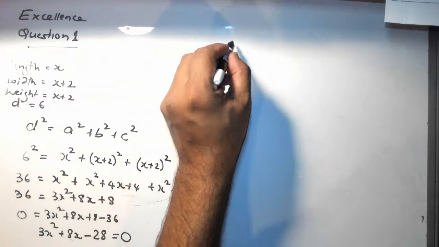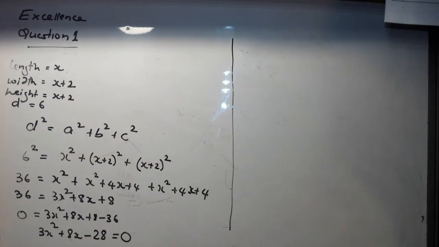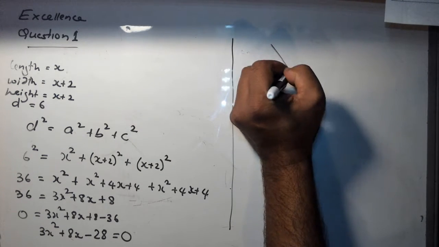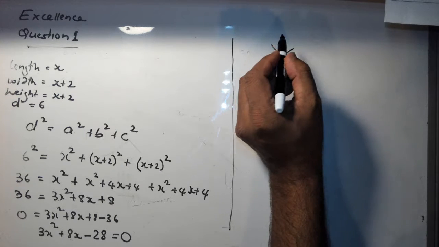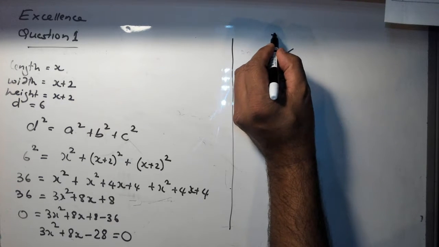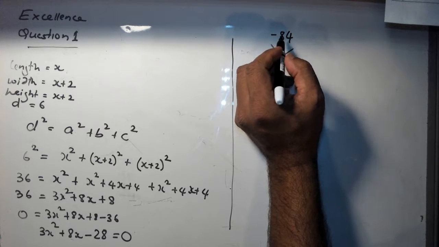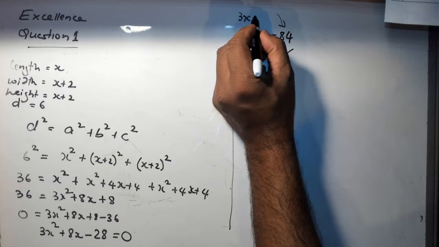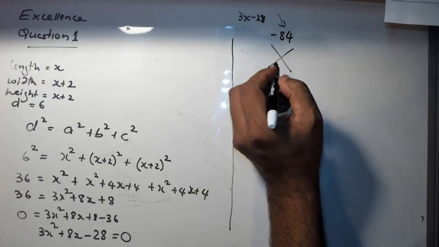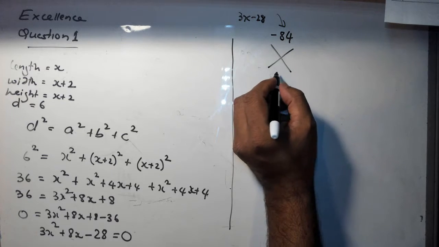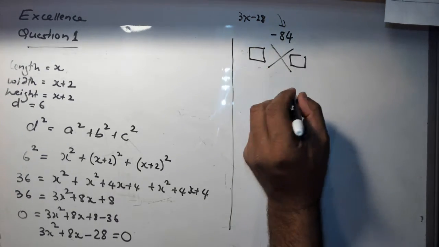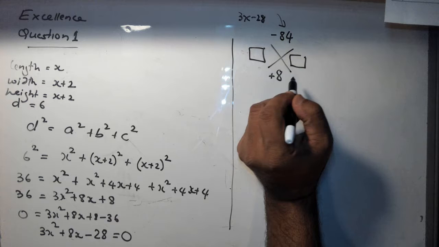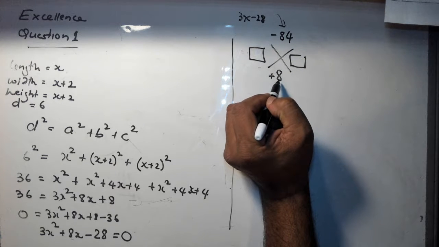So let's just do this little trick that I use all the time. So we want factors of minus 84. And how did I get 84? It is 3 times negative 28 gives me negative 84, and I want these two numbers to add up to positive 8. So I want these two numbers to multiply out to negative 84, and at the same time I want these two numbers to add up to 8.